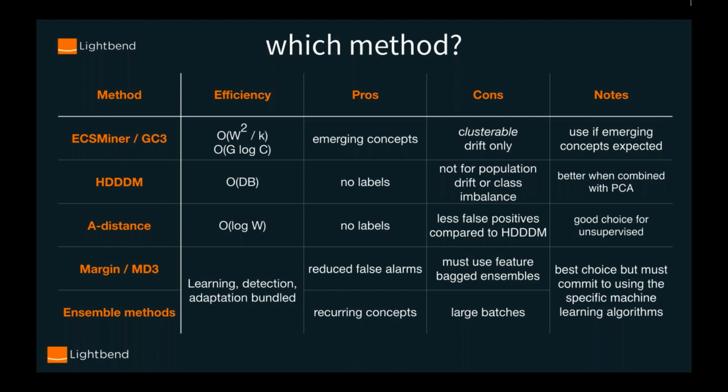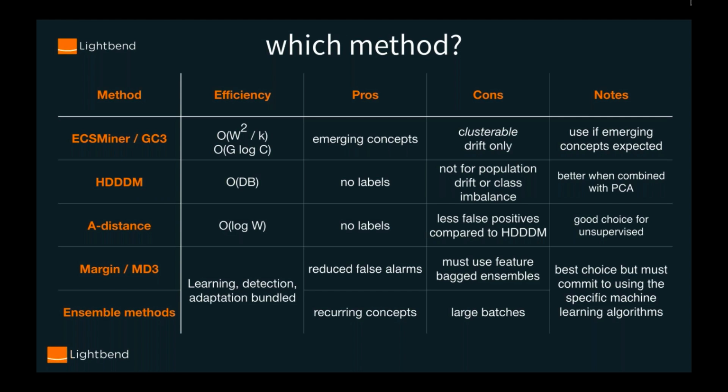Now, the pros include the capability of addressing emerging concepts. Although these are expensive methods, this is a factor that makes them worth considering. If your data is susceptible to emerging concepts, this is pretty much the only set of methods, unless you're dealing with recurring concepts where you can use ensemble-based methods. The drawbacks include that they can address the clusterable drifts only.